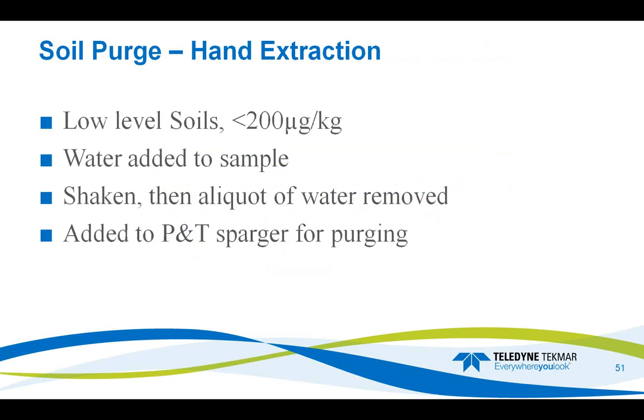So for soil purge, if you're doing a hand extraction on low-level soils, so low-level soils are anything below 200 micrograms per kilogram, what one would typically do is add water to the sample, shake it, remove that water, add it to the purge and trap sparger, purge it, and continue on as if it was a water sample.